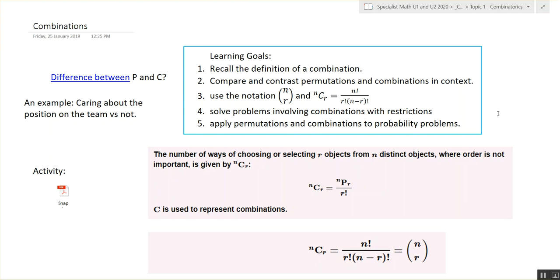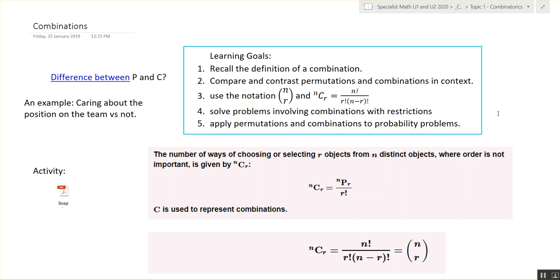If I want to know who's going to be at the back of the court, who's going to be at the front of the court, from the 10 players, the 5 positions, that makes it a permutation. Does that make sense? Yes.